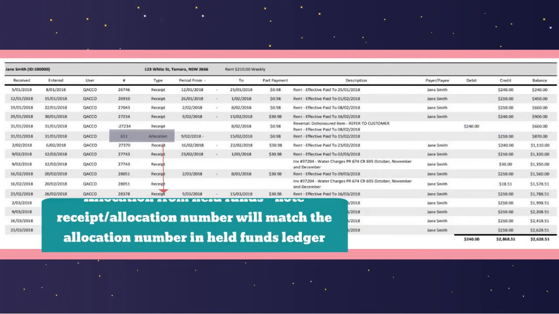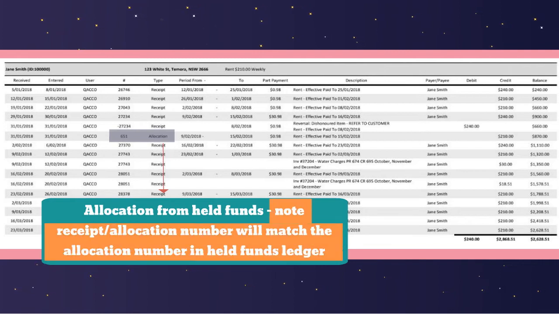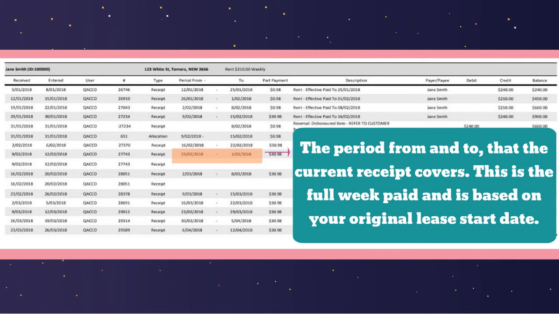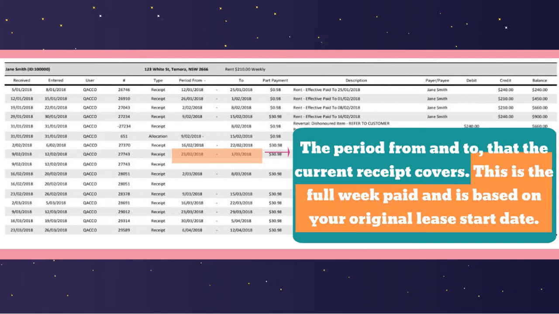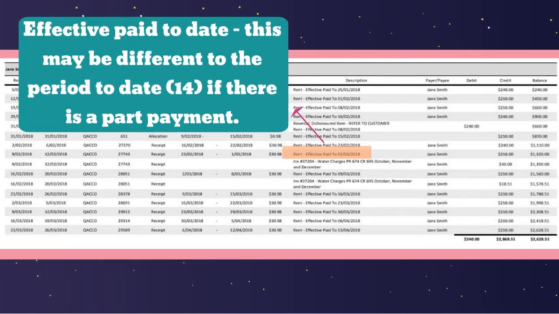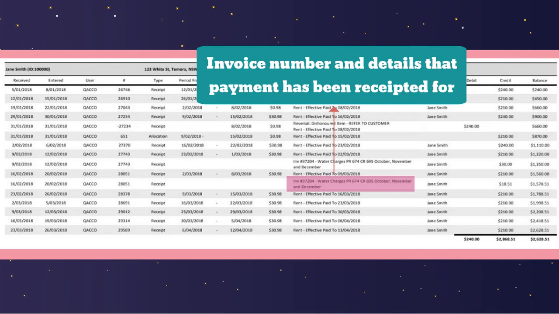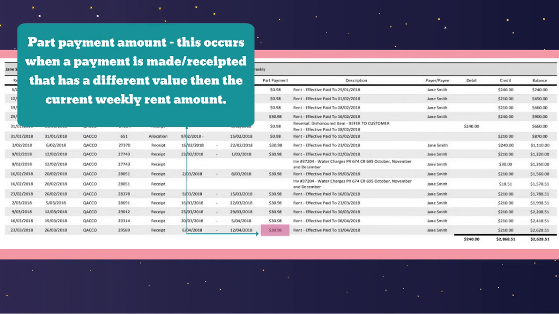Allocation from held funds. Note, receipt or allocation number will match the allocation number in the held funds ledger. The period from and to that the current receipt covers. Note, this is a full week paid and is based on your original lease start date. Effective paid to date. This may be different to the paid to date if there is a part payment. Invoice number and details that payment has been receipted for. Part payment amount. This occurs when a payment is made or receipted that is a different value than the current weekly rent amount.